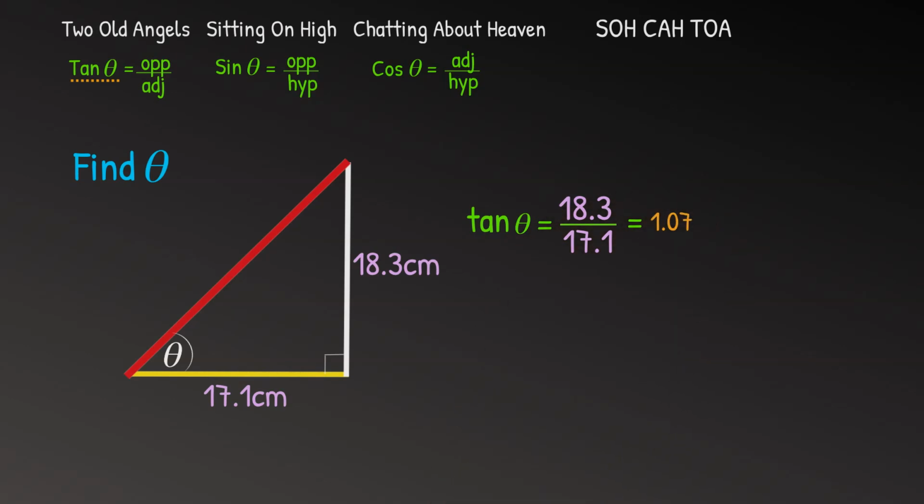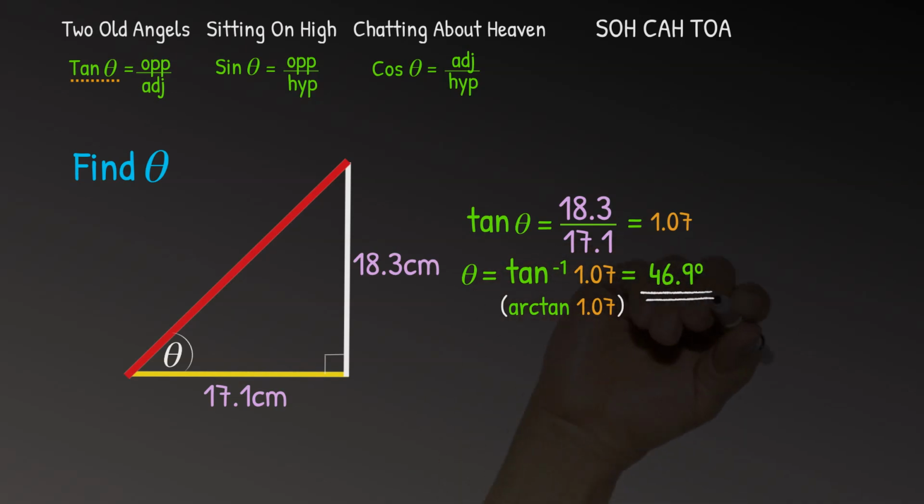So to find theta, we have to get tan to the -1, or arc tan, of 1.07, and that's equal to 46.9 degrees.